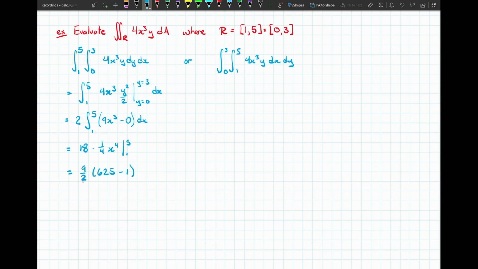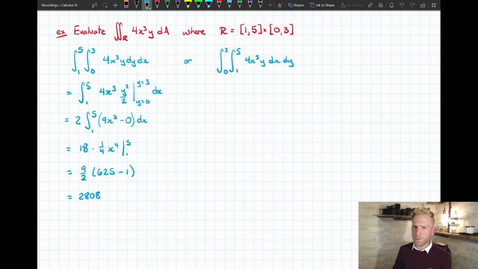Reducing that to 9 over 2, we have 5 to the power 4, 625, minus 1 to the power 4, which is just 1. Now that is 9 times 624 divided by 2. That gives us 2,808. And let's not forget that if you want to imagine what that means geometrically, you'd have to kind of know what this surface looks like.